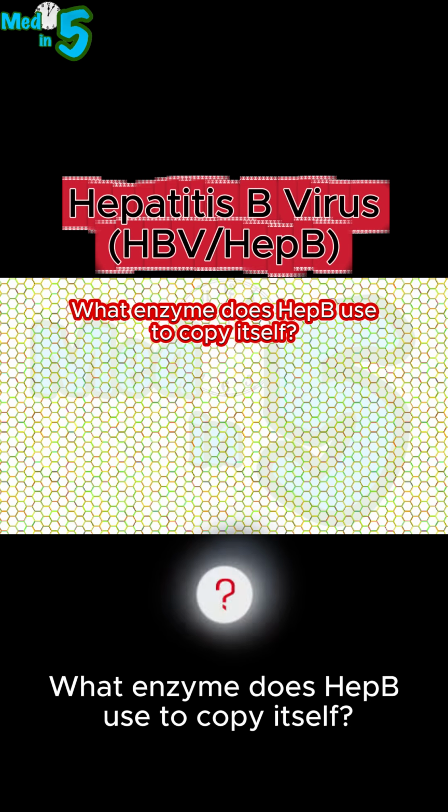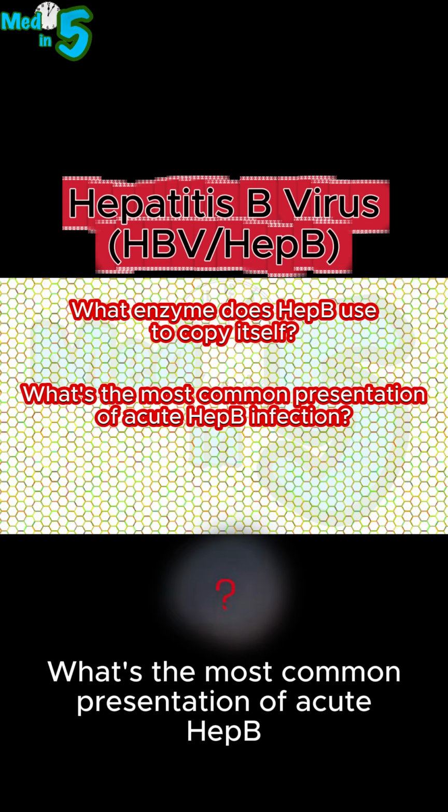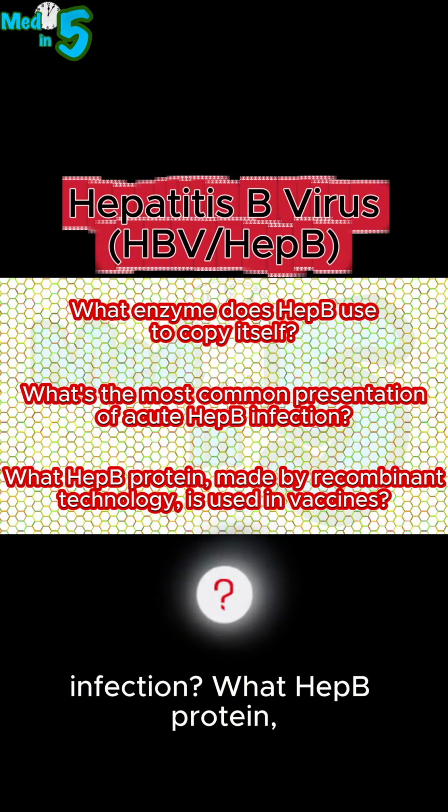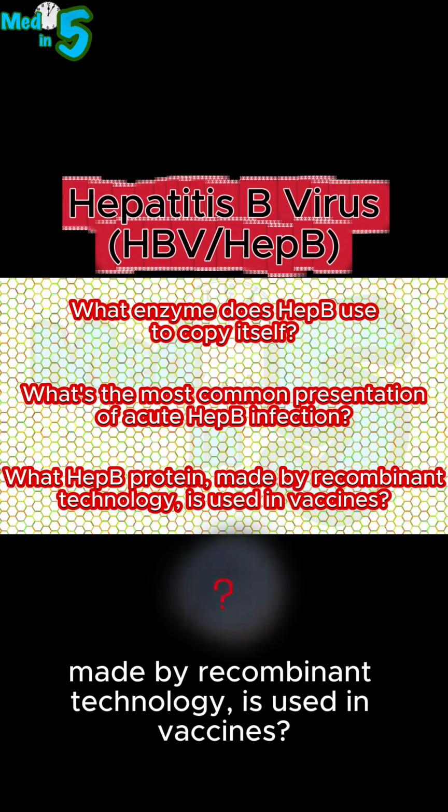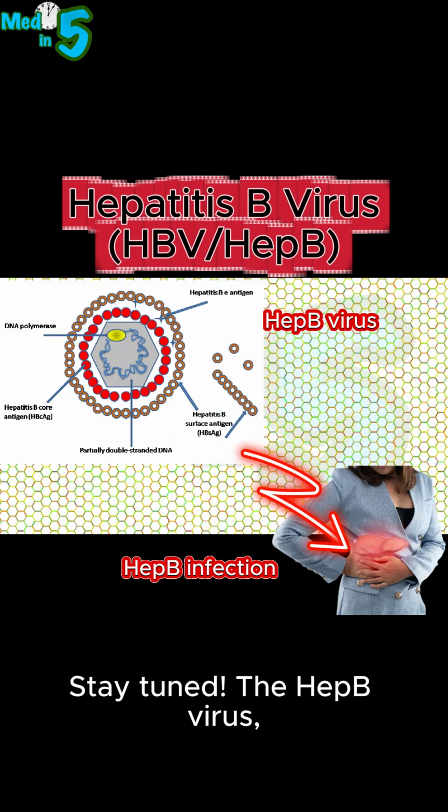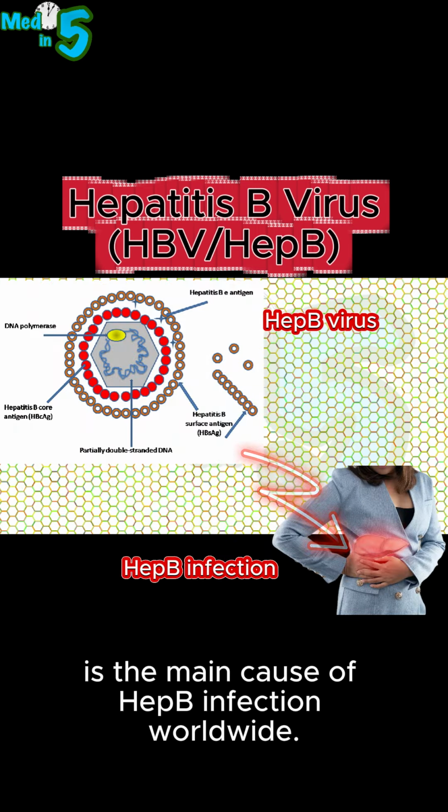What enzyme does HepB use to copy itself? What's the most common presentation of acute Hep B infection? What HepB protein, made by recombinant technology, is used in vaccines? Stay tuned. The Hep B virus, a hepadnavirus, is the main cause of Hep B infection worldwide.